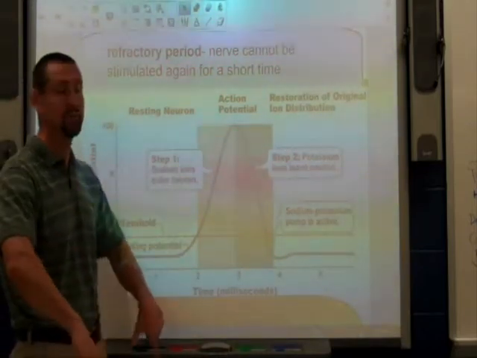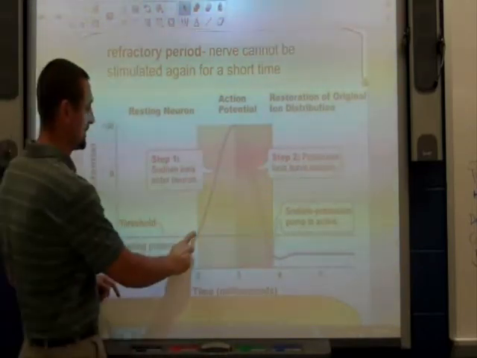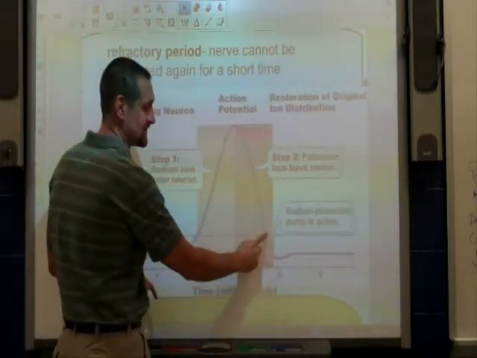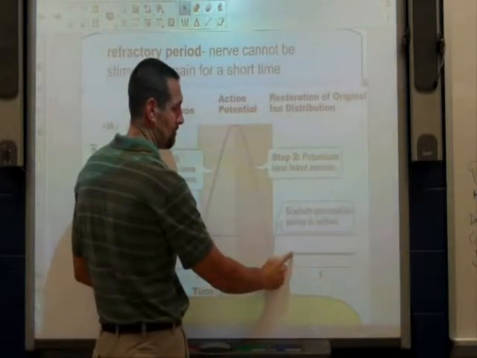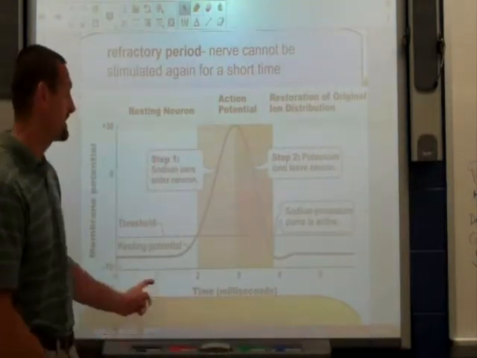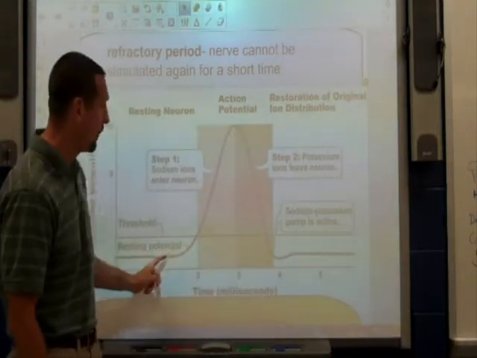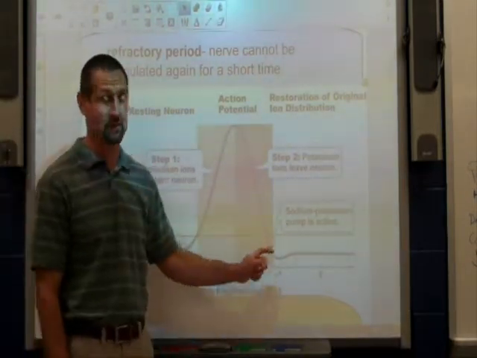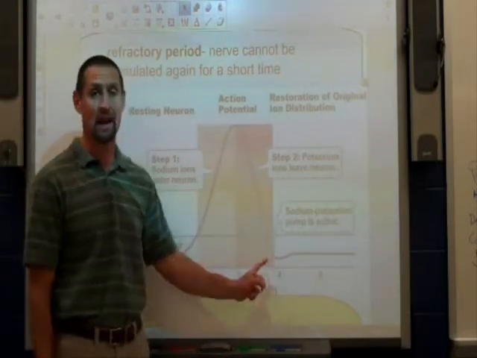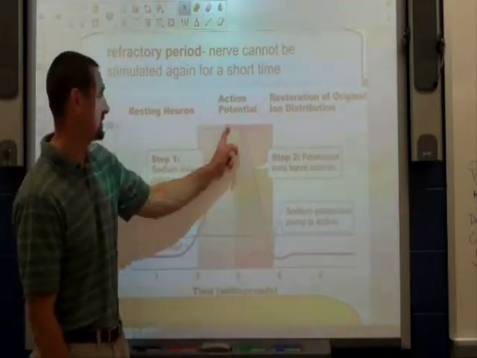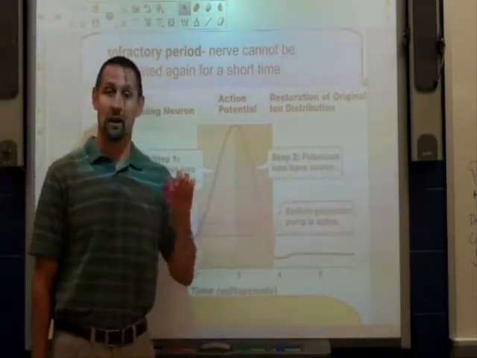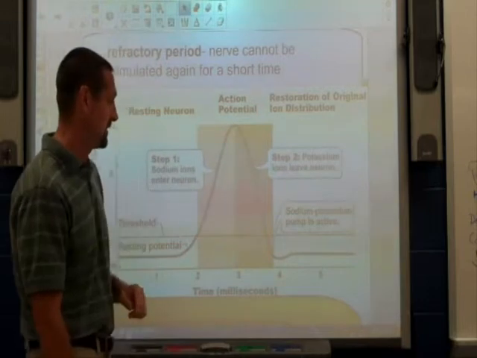Sodium rushes in, potassium rushes out. Here's sodium rushing in. Here's potassium rushing out. Here's the sodium-potassium pump bringing things back to normal now. And you're ready for another impulse. This is going to be an all or none. Either the whole thing fires or nothing happens at all. So as soon as you cross this threshold, there's going to be an action potential. The action potential is going to be the same amount each time. It's all or none.